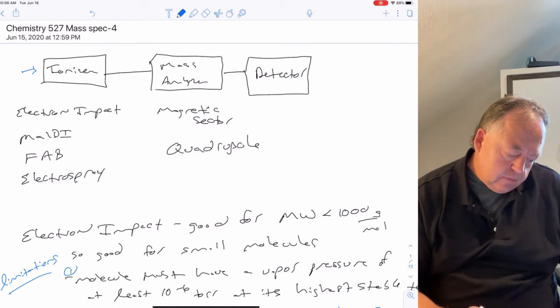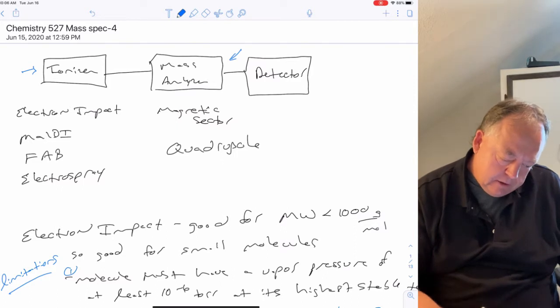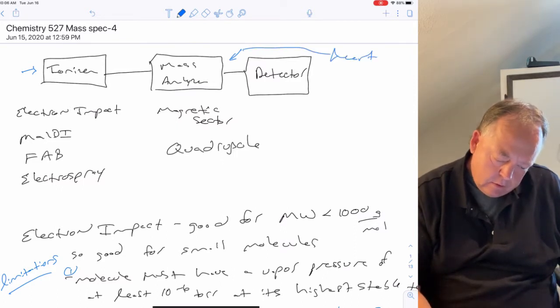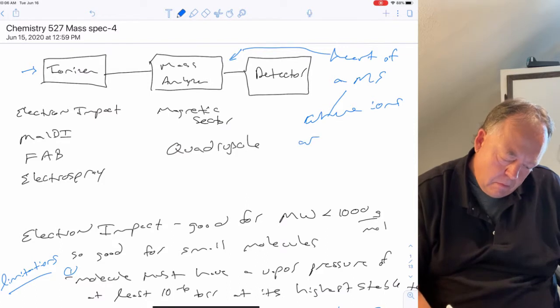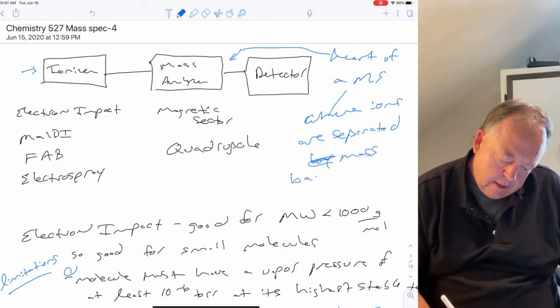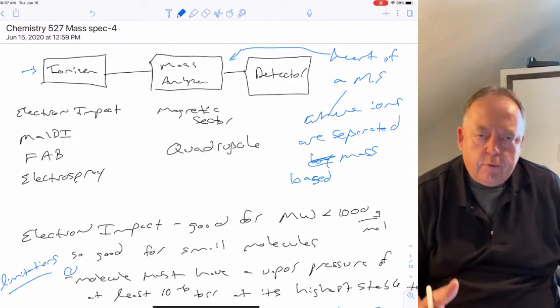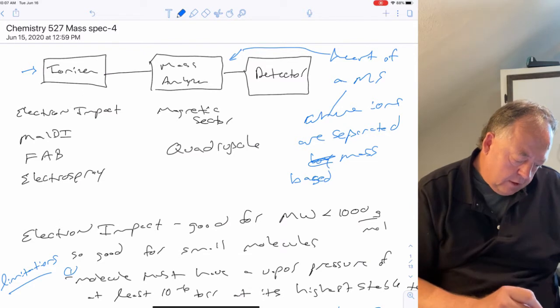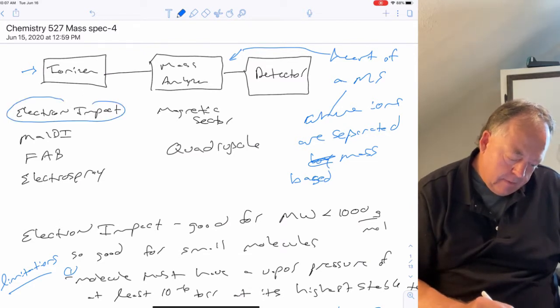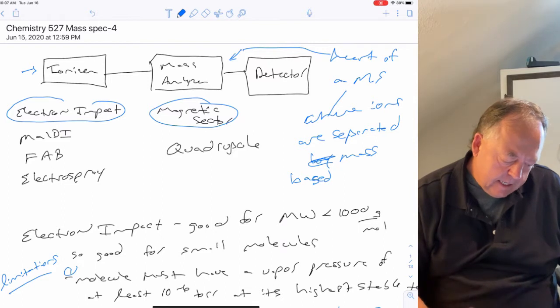And once the sample is ionized, then it goes through a mass analyzer, and that's basically the heart of a mass spec. So that's where the ions are separated based on their mass. And then it goes to the detector. So far we've talked about the electron impact ionizer and the magnetic sector mass analyzer.